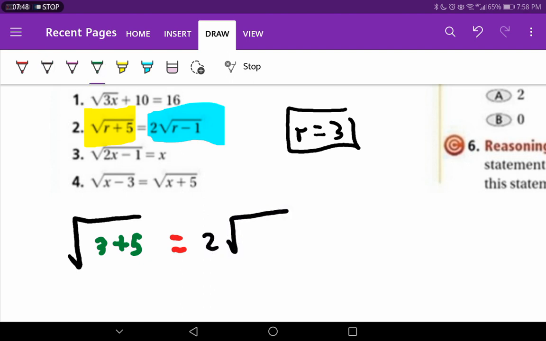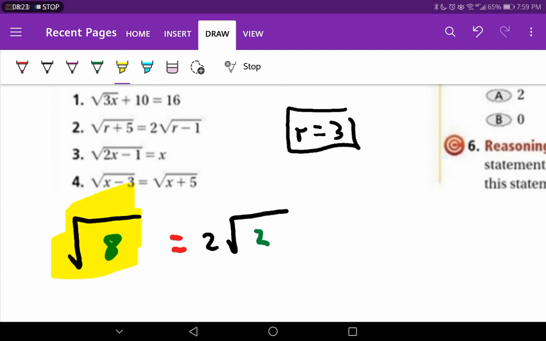Okay, I will show you. Yes, I just replace the R by 3. I write everything as it is. Okay, now this gives me 8. Yes? Good? Good. And this gives me 2. Yes? Yes. Now the left side equals the right side.